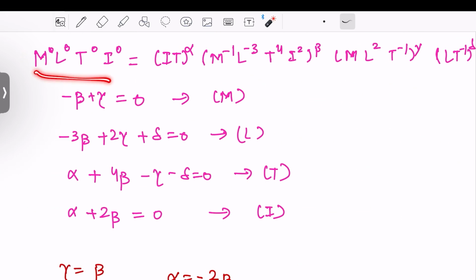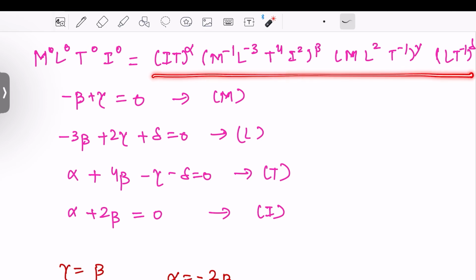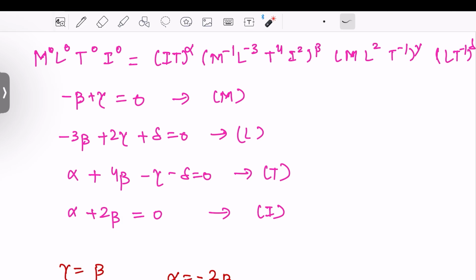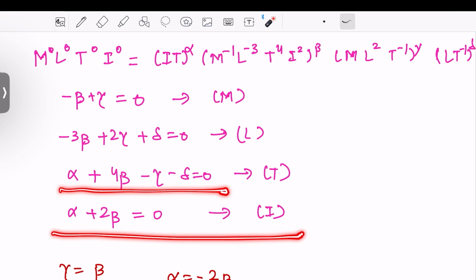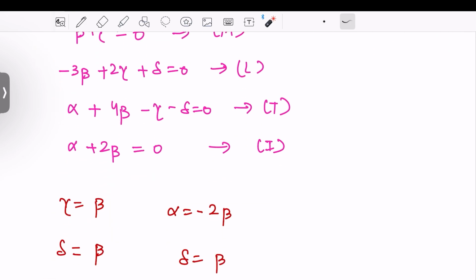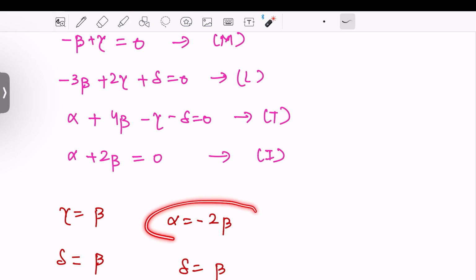Now you can plug all that in. You want it to be dimensionless, so every power should be 0. Then you can put it all together and write all the equations here. When I make M equal to 0, I get minus beta plus gamma. This is when I make L equal to 0, this is when T is equal to 0, and this is when I make I equal to 0. From the first equation you can see gamma is equal to beta, and from the fourth equation you can see alpha is equal to minus 2 gamma. So we can write everything in terms of gamma.